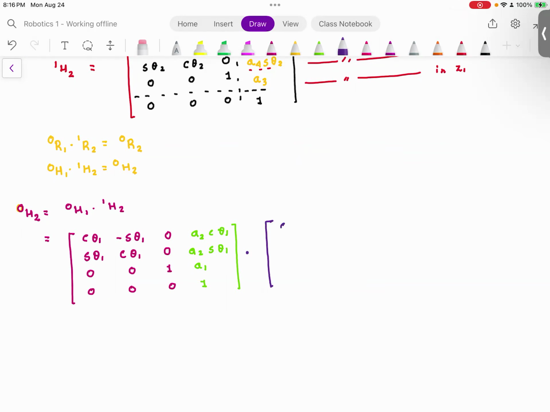the second homogeneous transformation: cosine theta 2, minus sine theta 2, 0, sine theta 2, cosine theta 2, 0, 0, 0, 1, 0, 0, 0. This is going to be A3, right? A3 or A4? A4 cosine theta 2, A4 sine theta 2, and then this will be A3, right? A3 and 1.